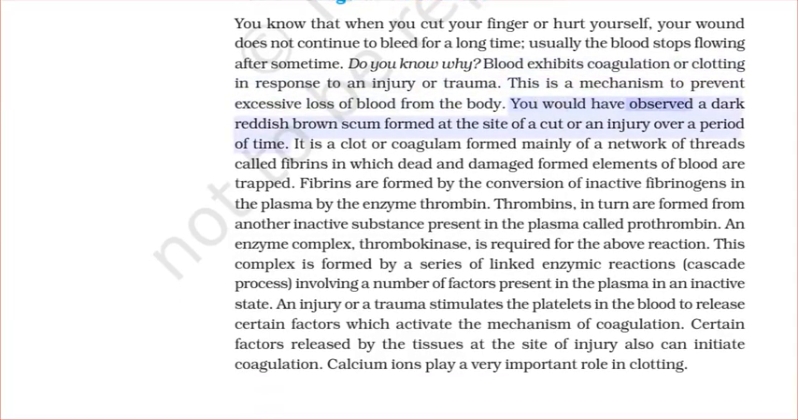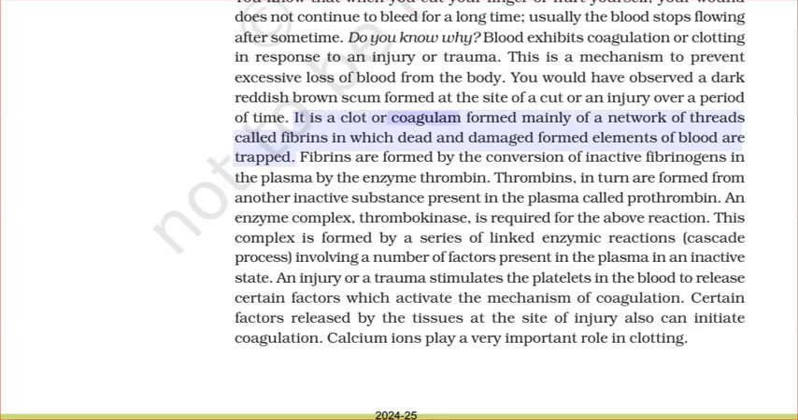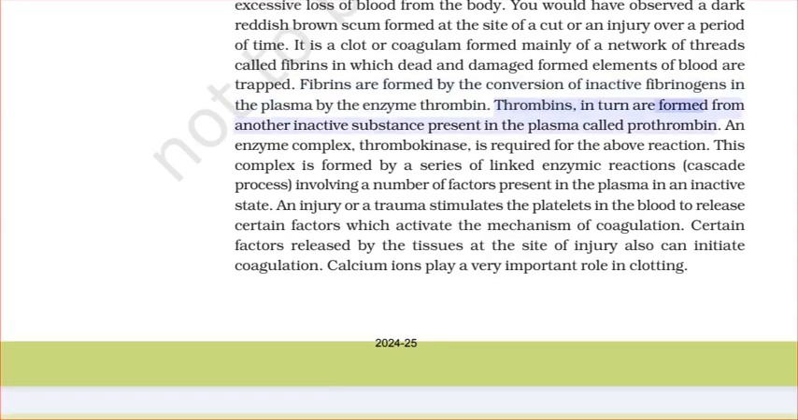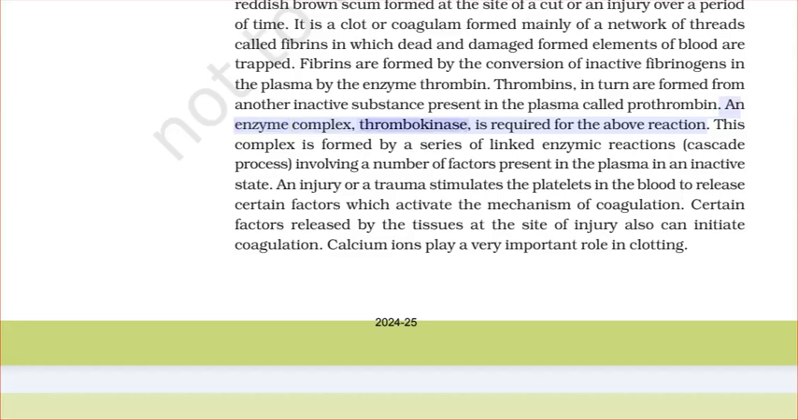You would have observed a dark reddish-brown scum formed at the site of a cut or an injury over a period of time. It is a clot or coagulum formed mainly of a network of threads called fibrins, in which dead and damaged formed elements of blood are trapped. Fibrins are formed by the conversion of inactive fibrinogens in the plasma by the enzyme thrombin. Thrombins in turn are formed from another inactive substance present in the plasma called prothrombin. An enzyme complex, thrombokinase, is required for the above reaction.